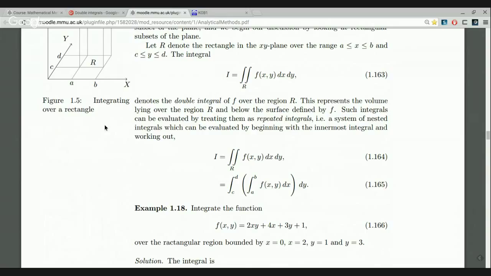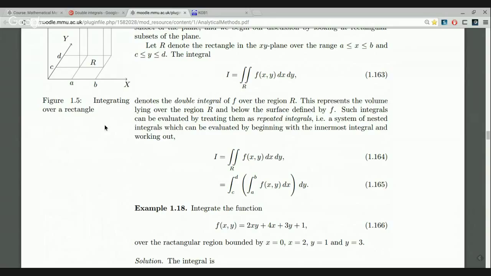So this double integral over the region R can be expressed as this repeated integral, where we integrate from a to b the function f of x, y dx, and then in turn integrate that integral from c to d with respect to the variable y. Okay. A similar principle is in play here that we used when we were performing partial differentiation.